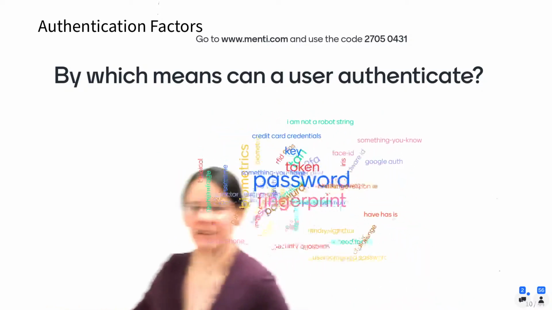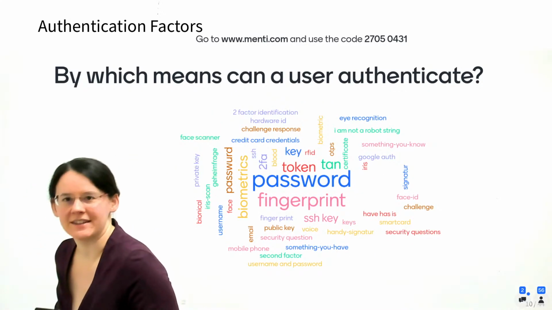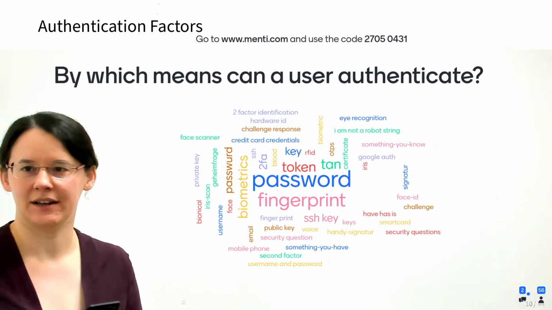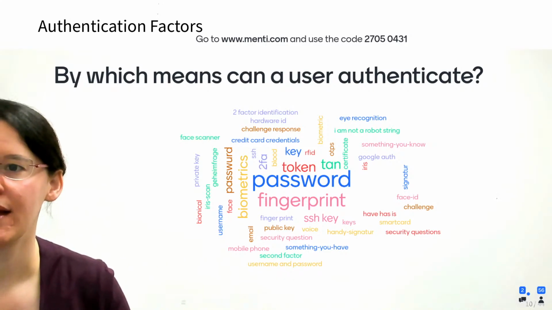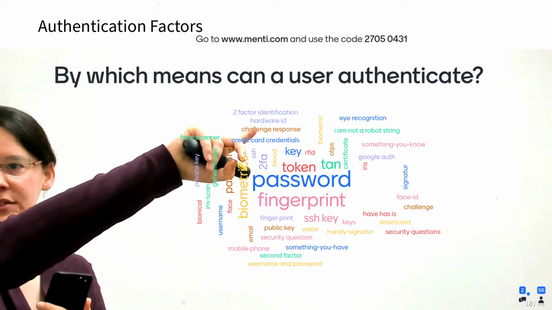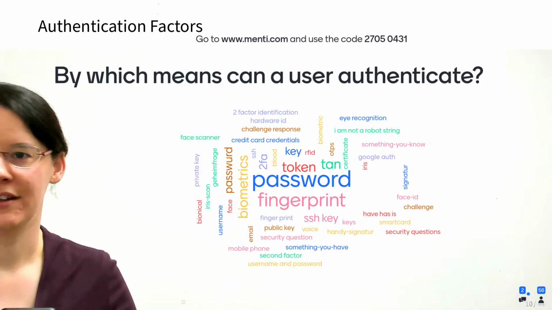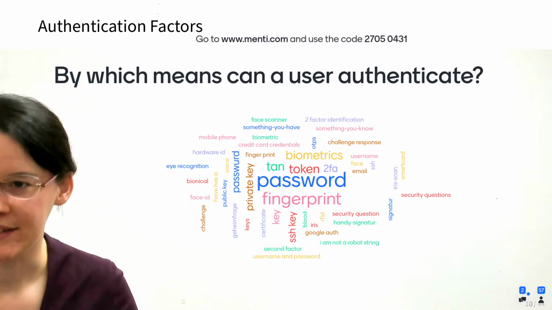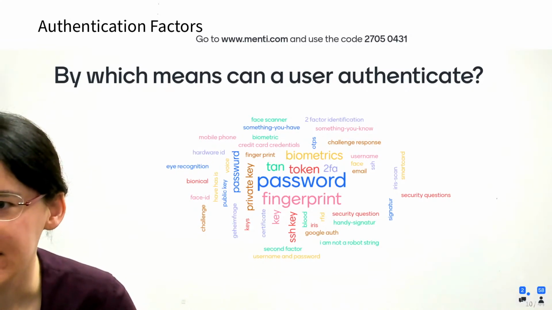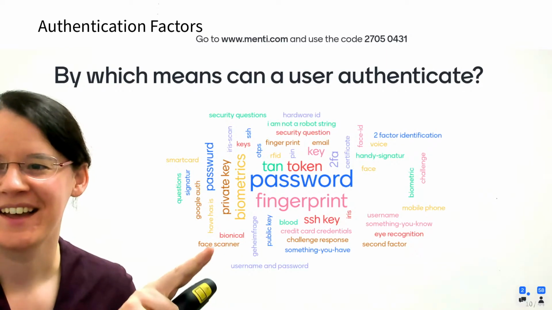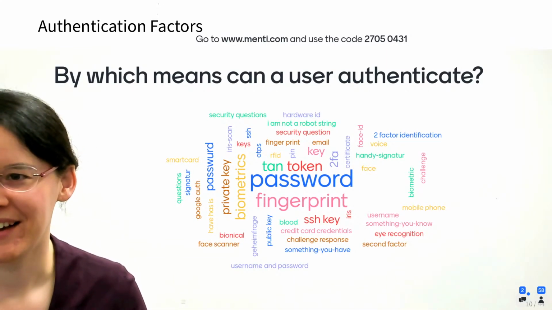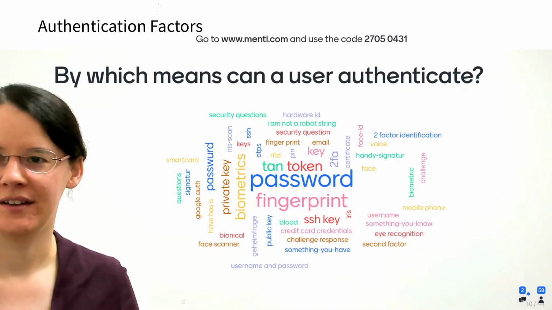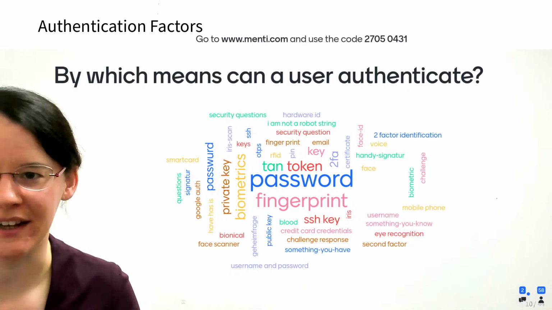What else do we have here? Let's let the kitten in while I search for things that I haven't seen yet. I see token here. So that's owning a particular device which has some information on it. Hardware IDs is a good idea. So also machines can authenticate to each other. Google Auth is an example of a way to generate second factors. And bionicle, I guess you mean biometrical. So that's like a summarizing term for all kinds of body-related authentication factors.